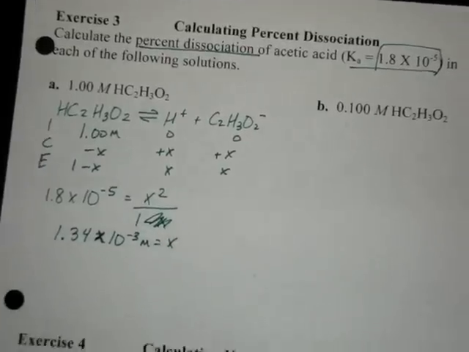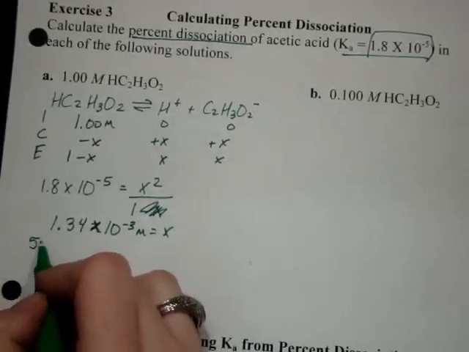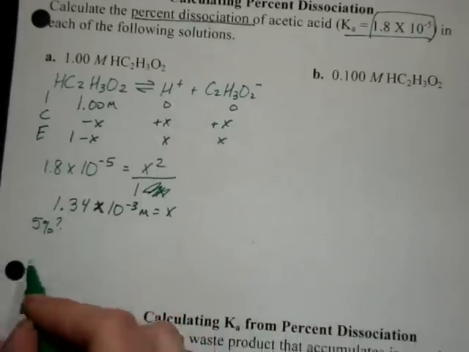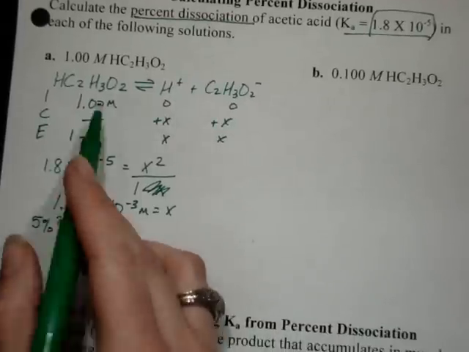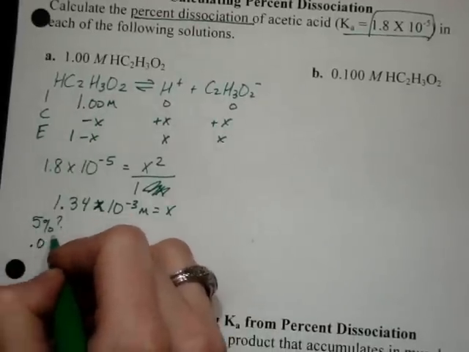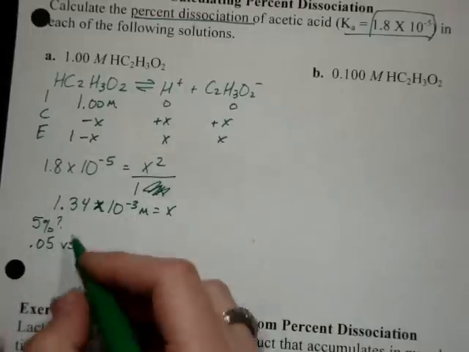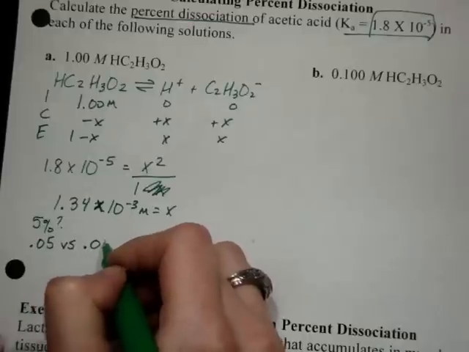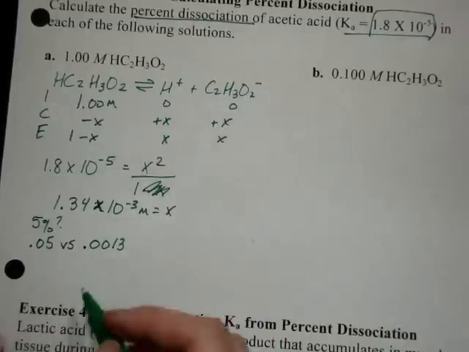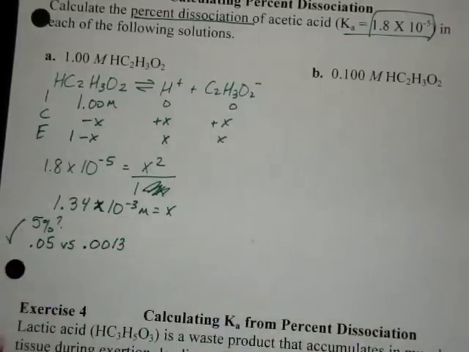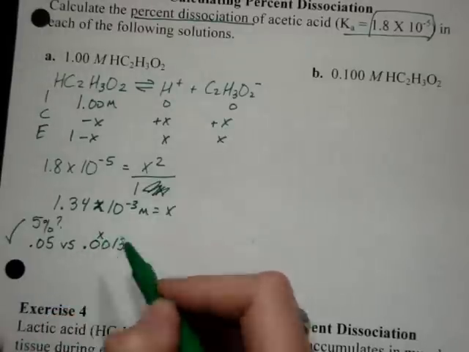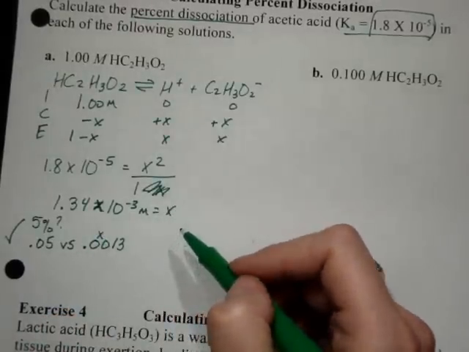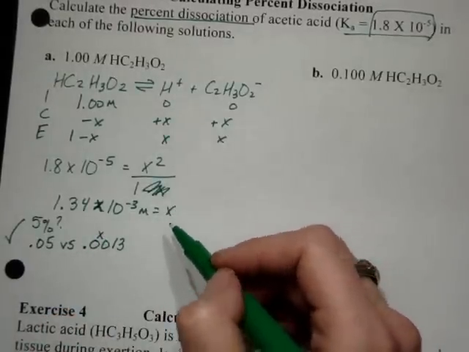I need to check my 5% rule. So 0.05 times 1 is 0.05 in comparison with 0.0013. So that works out. And I can go ahead and cancel it out of there.